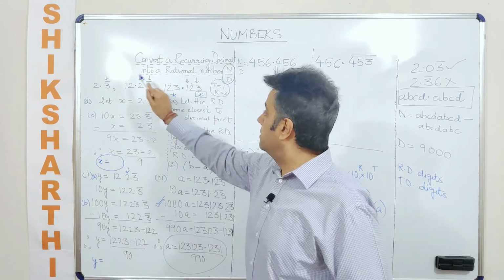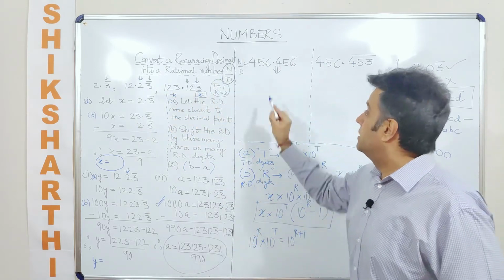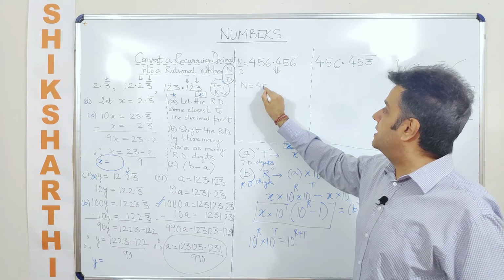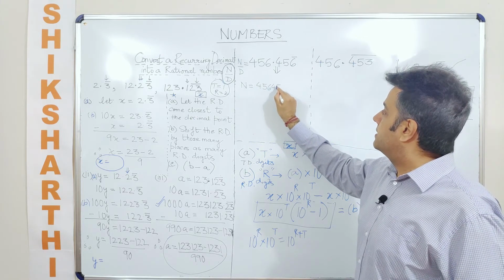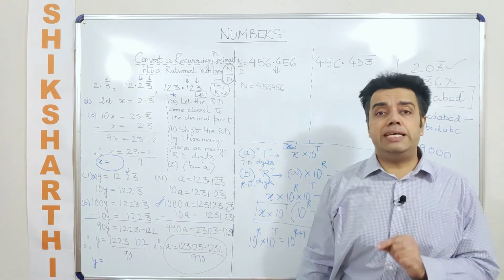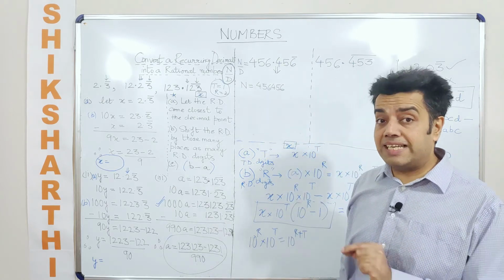1, 2, 2, 3. And here take the number as 1, 2, 3. So the same thing I'll do here. How to get the numerator here? 4, 5, 6. Take the digits as it is, forgetting the decimal point in between.